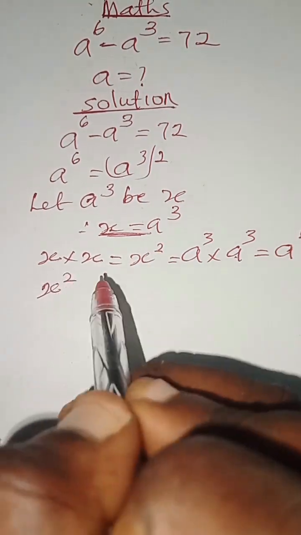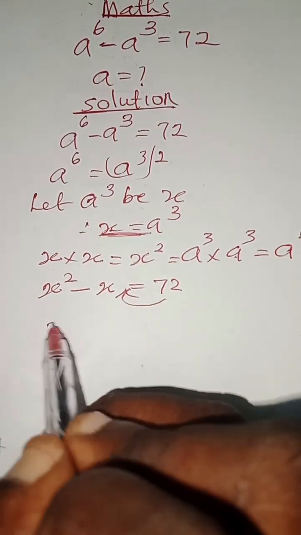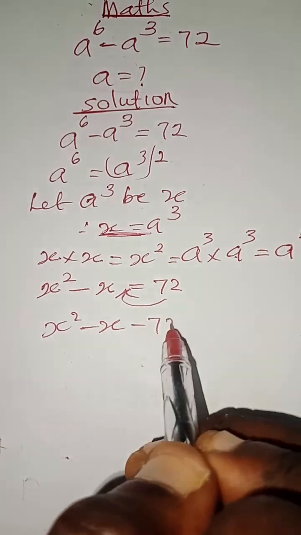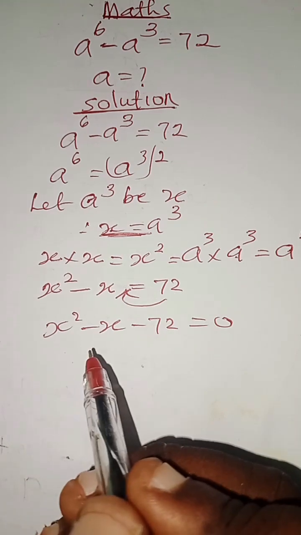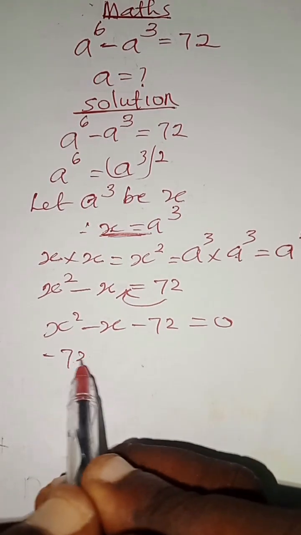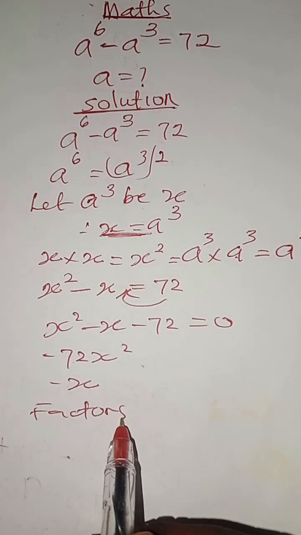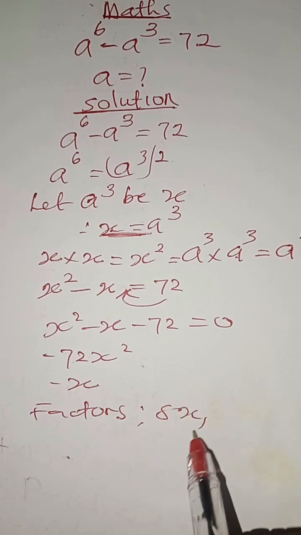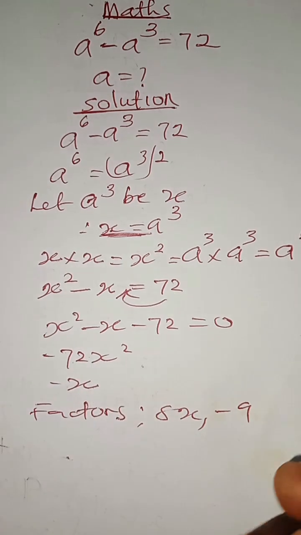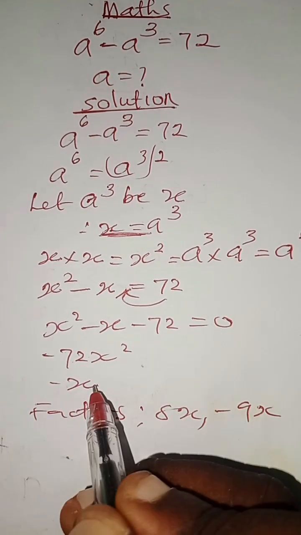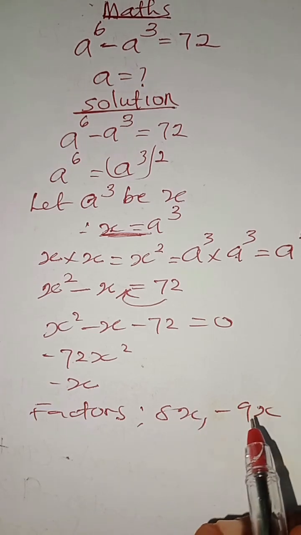So let's substitute the value. So x raised to the power of 2 minus x minus 72 is equal to 0. So what's the next thing to do now? This is a quadratic expression, so we are going to use the factorization method to solve it. What are the two numbers that, when you multiply them, give you minus 72x squared, and when you add, give you minus x? So it's 8x and minus 9x.